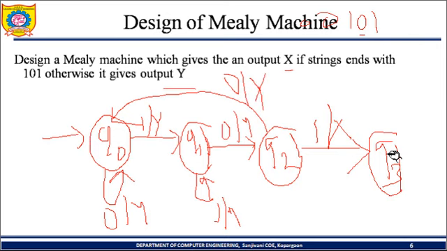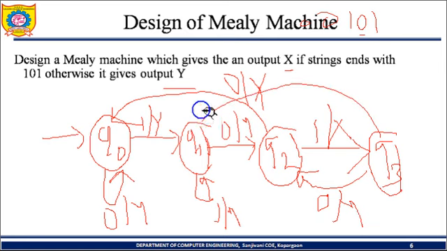Now for Q3, if 0 is there, from here also a 101 string is possible. So for 0 it will be in the Q2 state, and again the output will be Y. And for 1 input it will be in the Q1 state, with output Y, because from here a 101 string can be formed. This is nothing but the Mealy machine for the given problem statement.